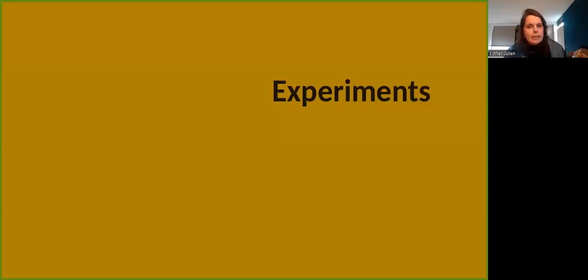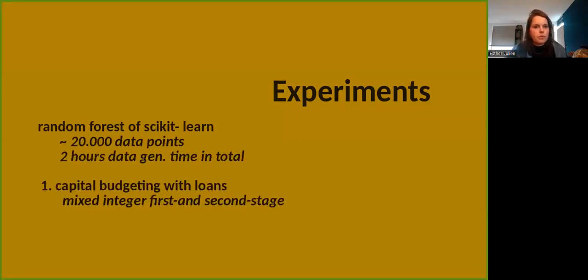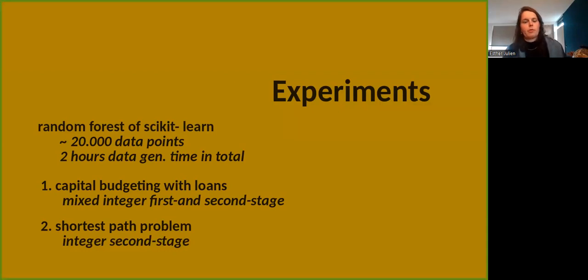We applied this method to two problems: the capital budgeting with loans problem, which is a problem that has mixed integer first and second stage decisions, and a shortest path problem that only has second stage decisions in our problem formulation. And the random forest we trained was based on 20,000 data points, which is not so much. I just checked it, and I think for the revision we may want to increase it a bit.